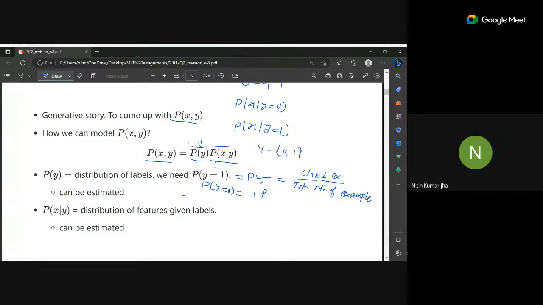Okay. So we have estimated this probability. Now we have to find the other distributions as well, right? We have to find two distributions now: one is P(X given Y=0) and one is P(X given Y=1), right?